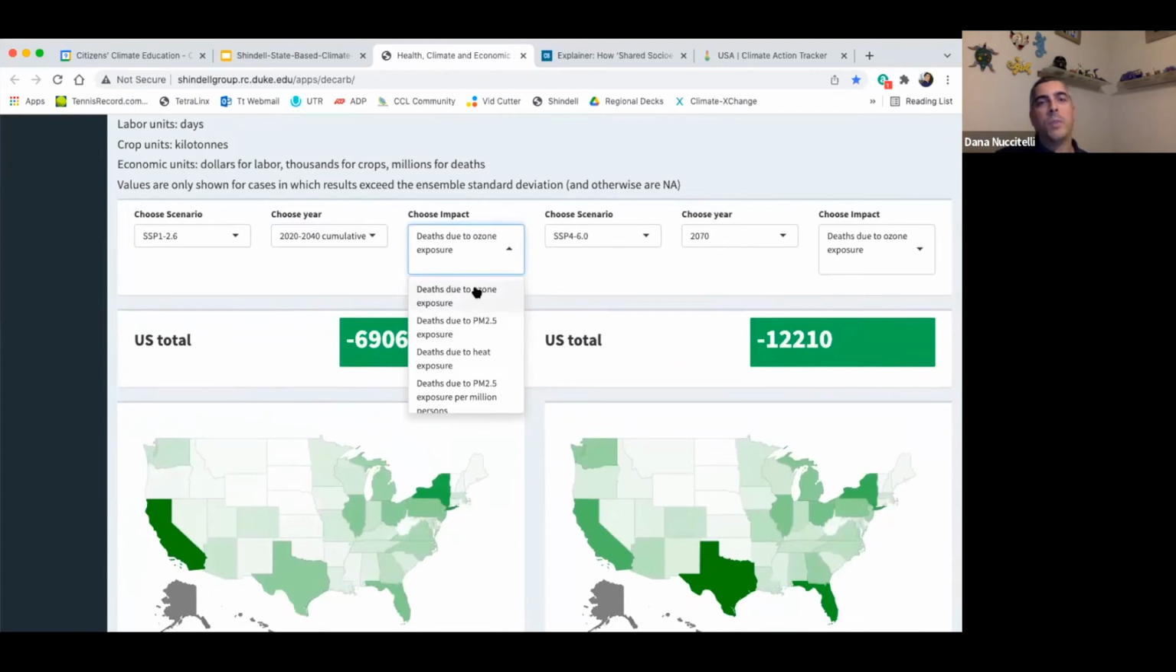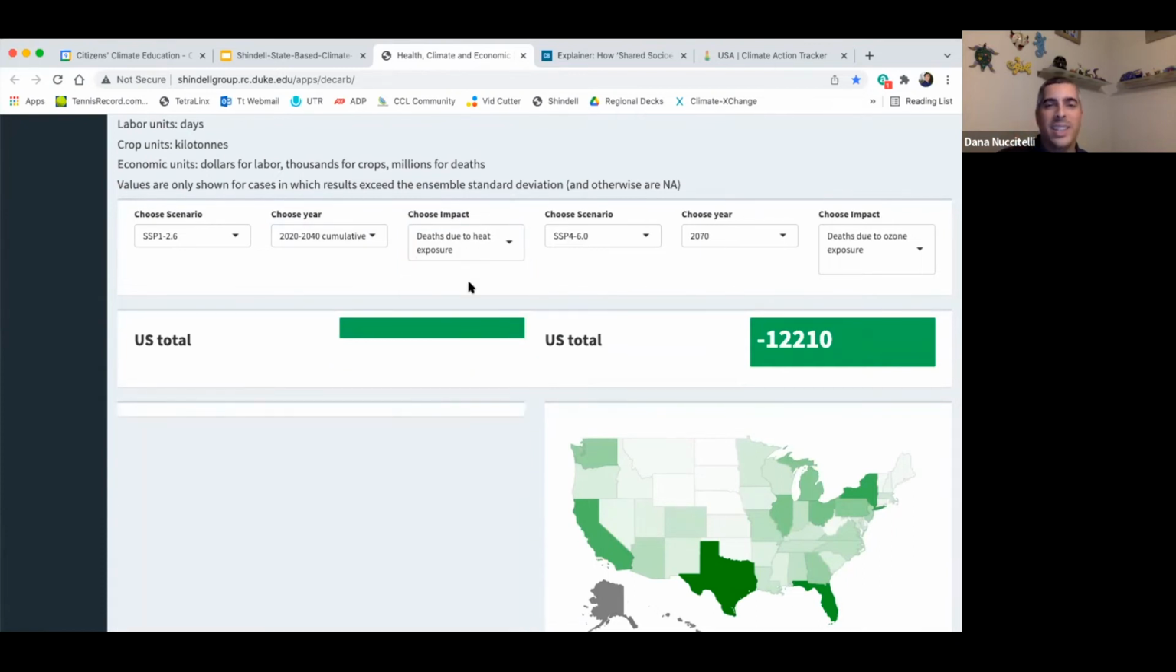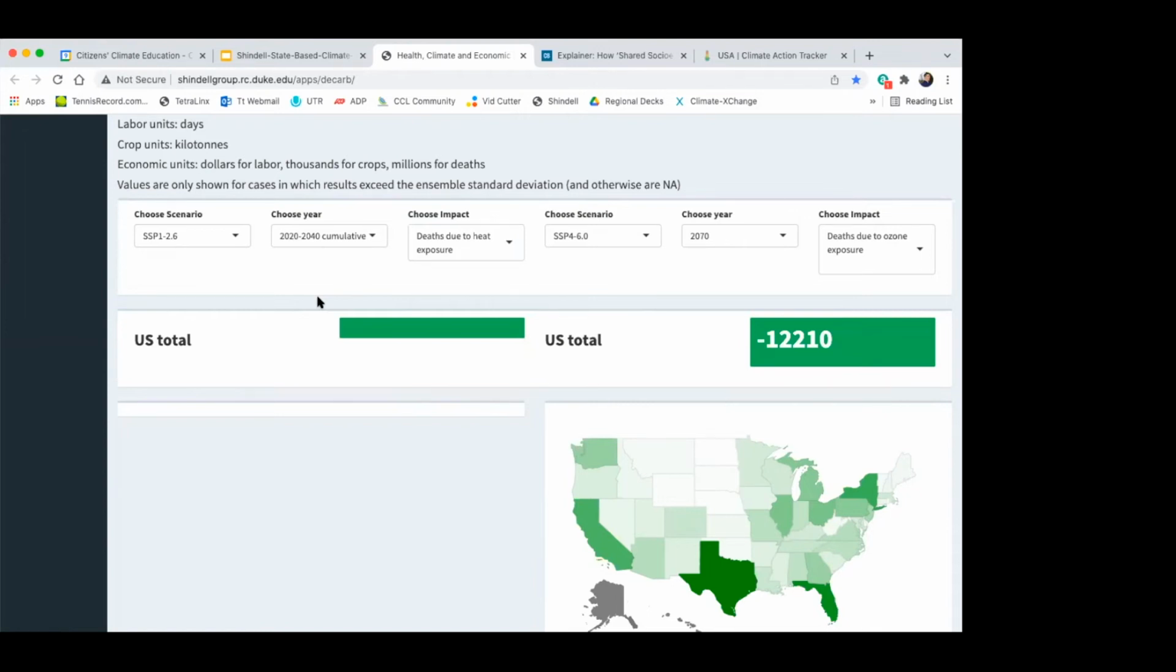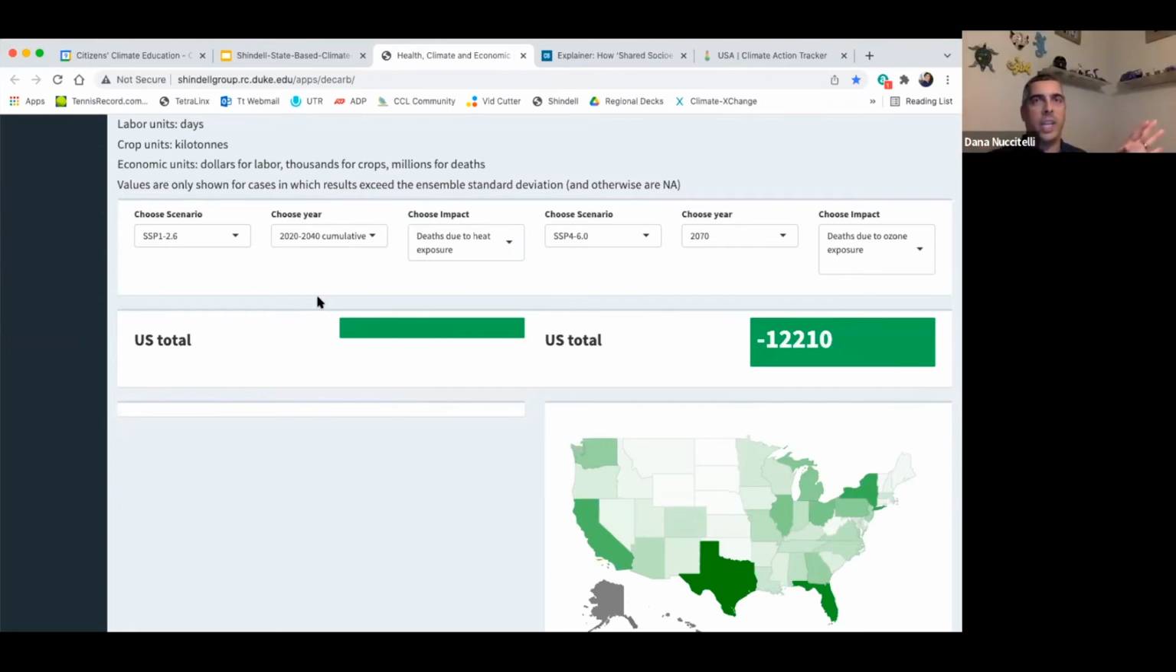So there's deaths from ozone pollution, deaths from PM 2.5 pollution. There's deaths from heat exposure, but that one's mostly towards the end of the century, so it's not super useful because the scenarios don't diverge very much based on what we do now until later in the century. Right now it doesn't even show me anything for 2020 to 2040 because there's no difference between scenarios based on what we do today in terms of climate policy for heat deaths. Heat deaths are all going to change as temperatures slow down in the second half of the century, but in the first 20 years it doesn't make any difference.